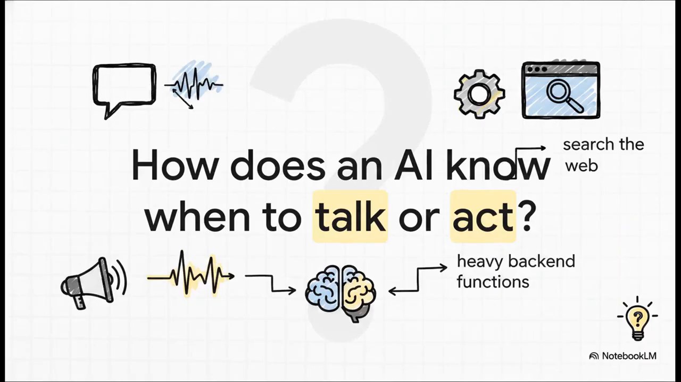Right off the bat, the crucial question we have to ask ourselves is this: how does an AI actually know when it should just talk versus when it needs to take an action? Think about it for a second. A highly efficient AI shouldn't be triggering heavy back-end functions or scraping the web just to say hello. It needs a brain to route those decisions efficiently. And honestly, that's the core problem we're solving today.